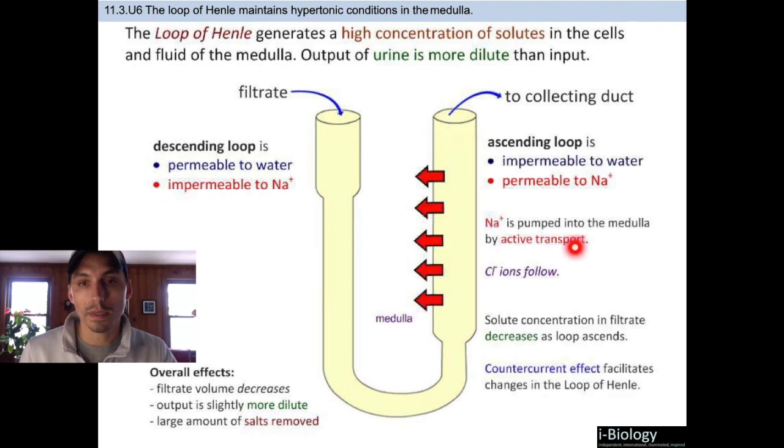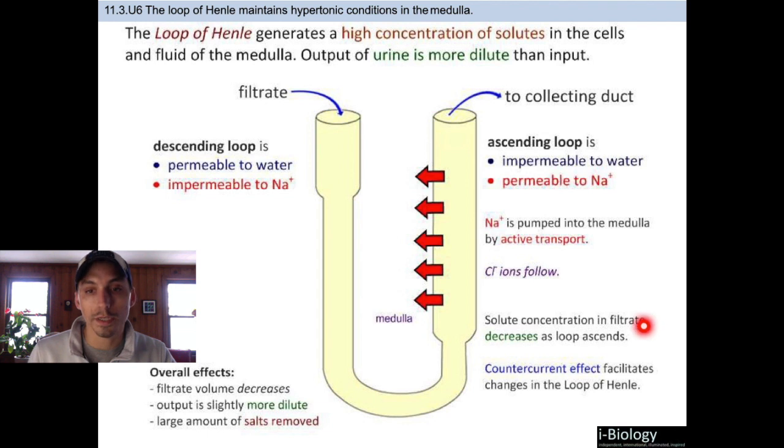So sodium is pumped into the medulla by active transport. So it is actively removing sodium. Sodium is a positive ion. So because it's positive, it's going to attract negative ions. So chloride ions are also going to follow that. They're going to leave the loop of Henle and they're going to go into the tissue of the medulla. So it is generating that high concentration of solutes.